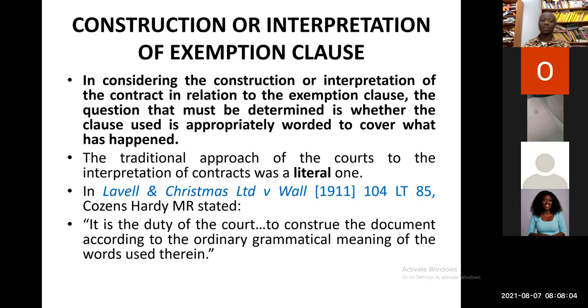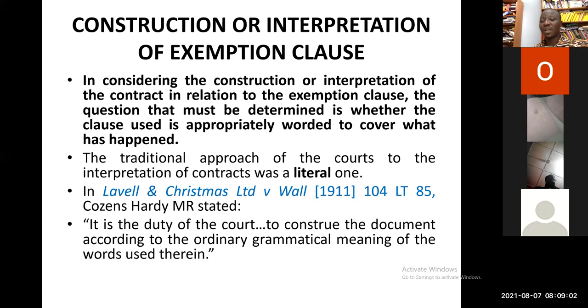So the traditional approach of the courts to interpretation, we discussed interpretation of a statute, then this and other documents this week, just about 3 or 4 days ago in the Ghana Legal System class. And some of the things that we said are also applicable here. So in terms of the interpretation of contract, traditionally, the approach is a literal one. Literal one means, as Lovell and Christmas Limited against Wall made the point, per the Master of the Rolls at the time, Cozens-Hardy, quote, it is a duty of the court to construe the document according to the ordinary grammatical meaning of the words used therein. So that is the literal interpretation.